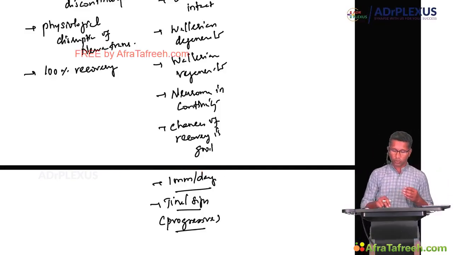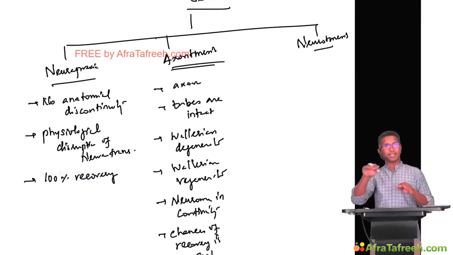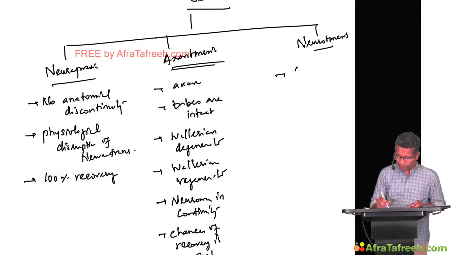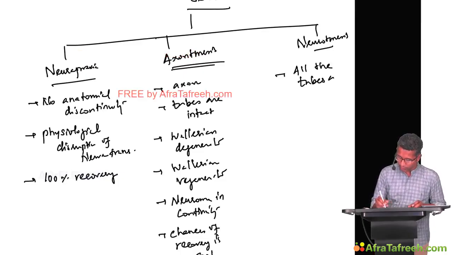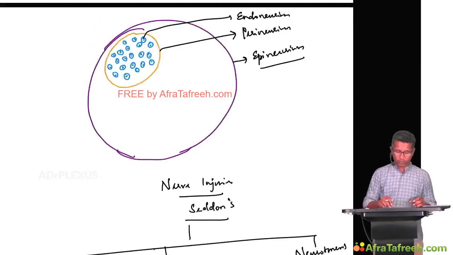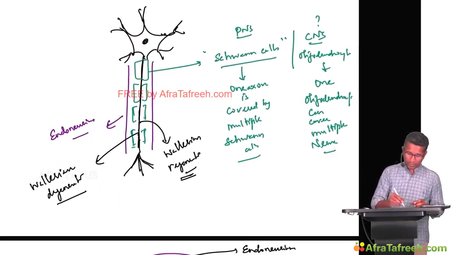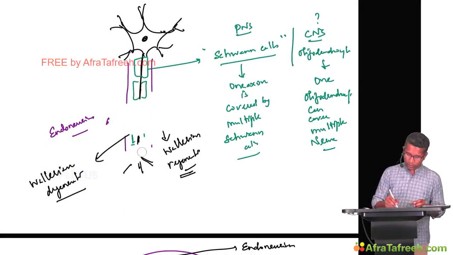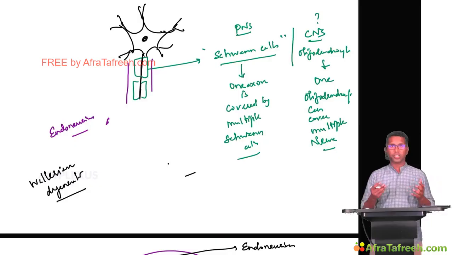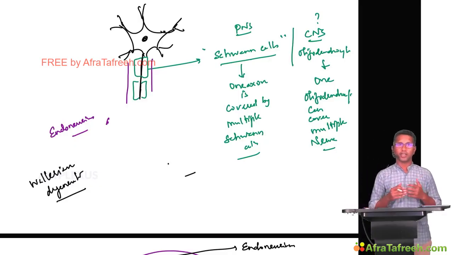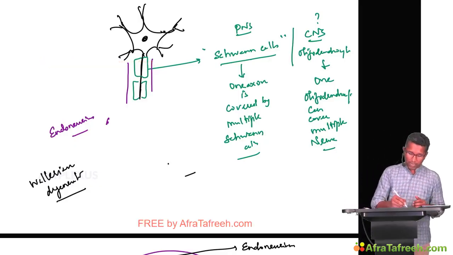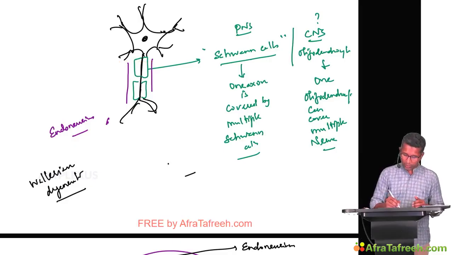Now what happens in neurotmesis? Here the entire nerve gets cut. Here all the tubes are cut. So just imagine when all the tubes are cut. I'll show you what happens here. When the tubes are cut, the axon doesn't know where to go. There is Wallerian regeneration happening, but the axon doesn't know where to go. So it goes in a haphazard manner and it forms a neuroma.